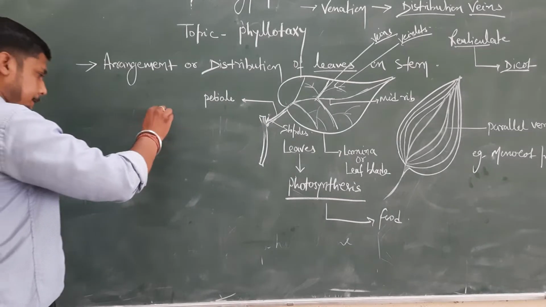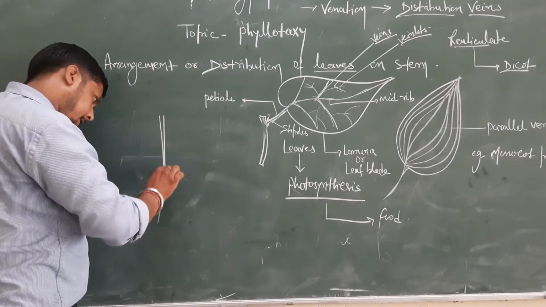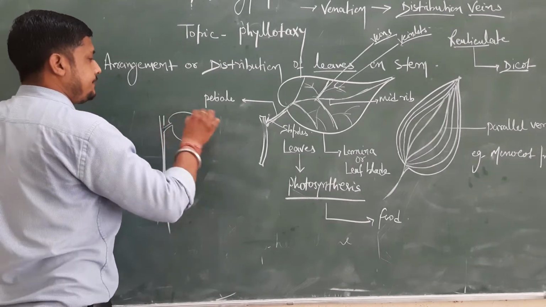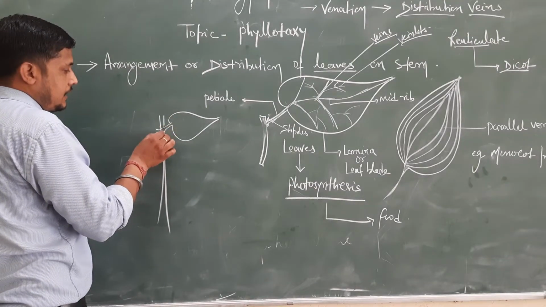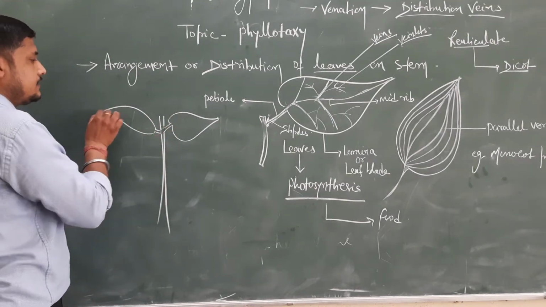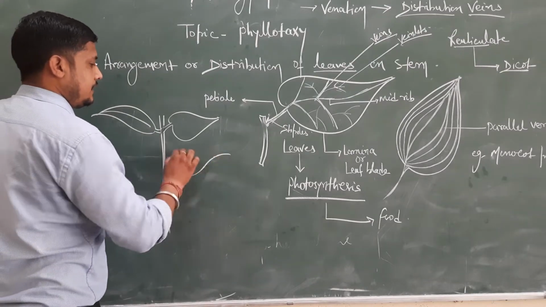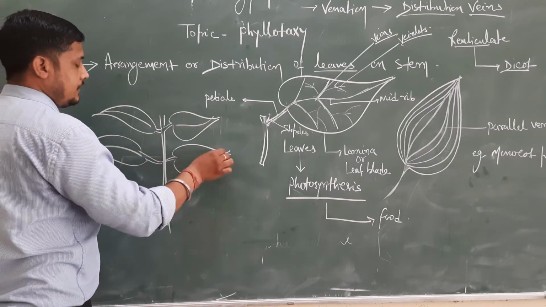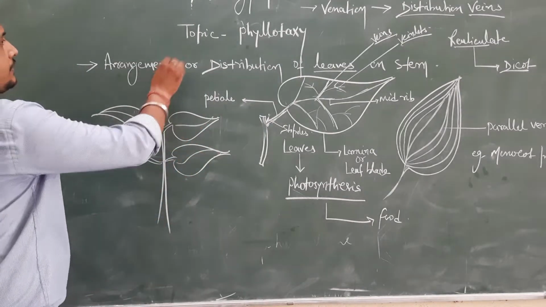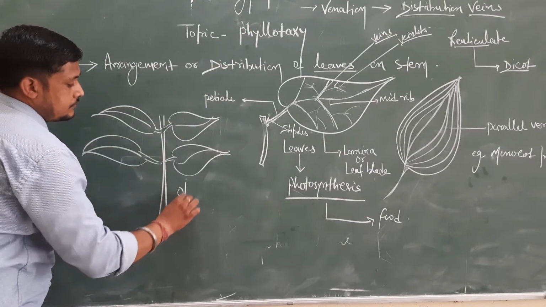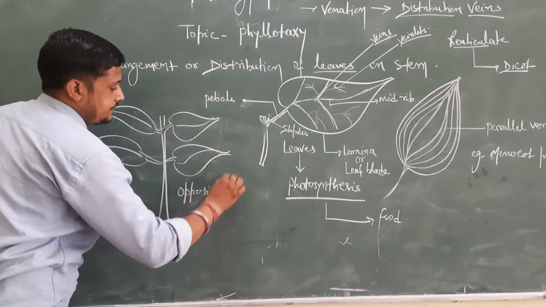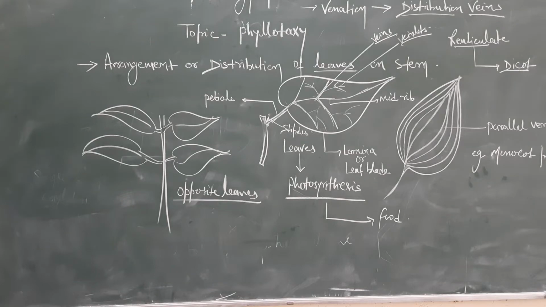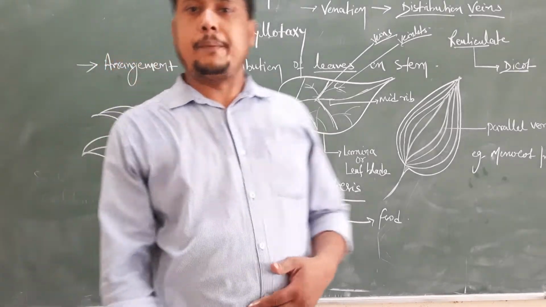Suppose that this is the main stem of the plant, and leaves, petioles are there, and that is one leaf. And just opposite from it, another leaf also grows here, like this. This is another leaf, and from the same point, this is another leaf. So this type of arrangement in phyllotaxy is called opposite leaves. Very simple, this is the example of opposite leaves.